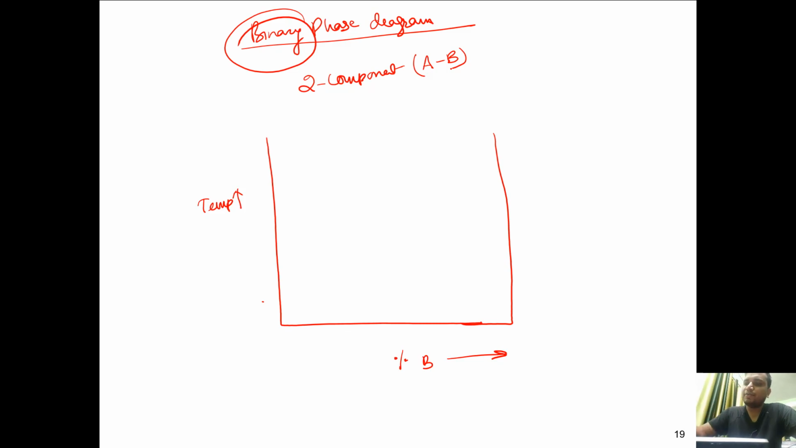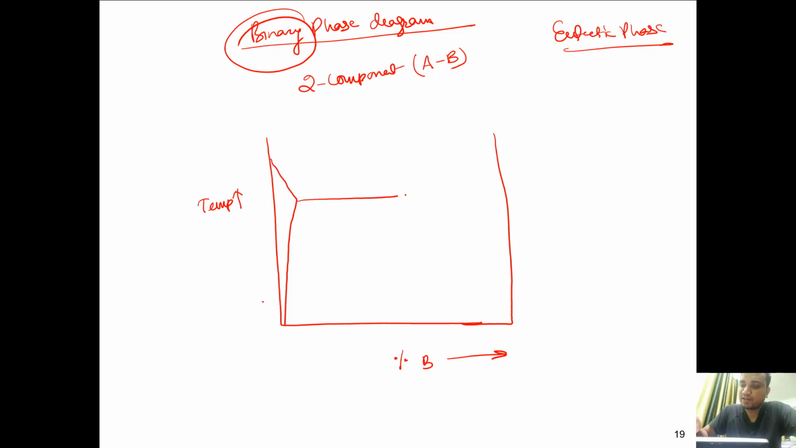Now, one is the eutectic phase diagram. Previously we discussed the isomorphous phase diagram, right? Isomorphous, where we had drawn something like this. This is your temperature, then percentage B. So similarly, there are some other standard kinds of phase diagram. So this is the eutectic phase diagram, right? So in the case of eutectic, what is there? It is something like this.